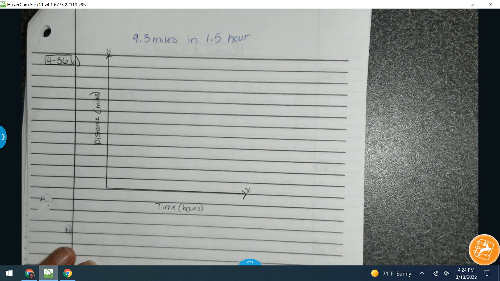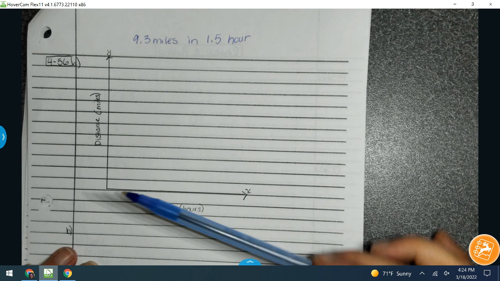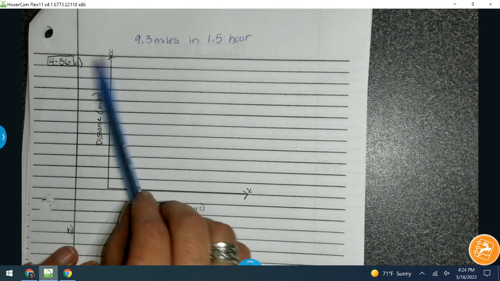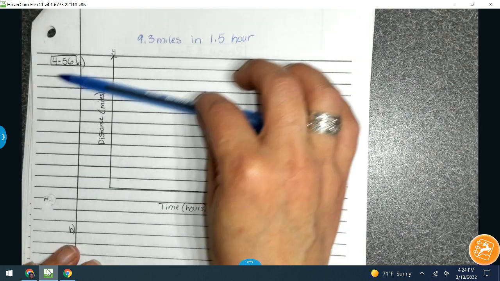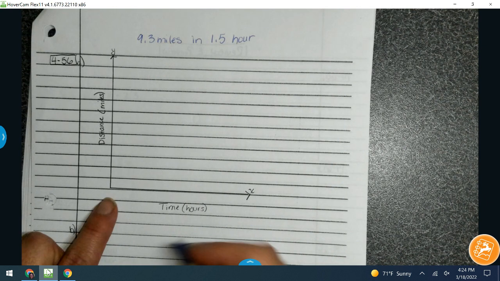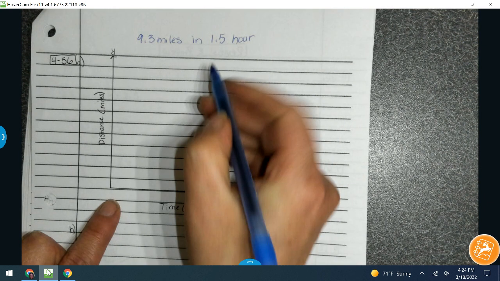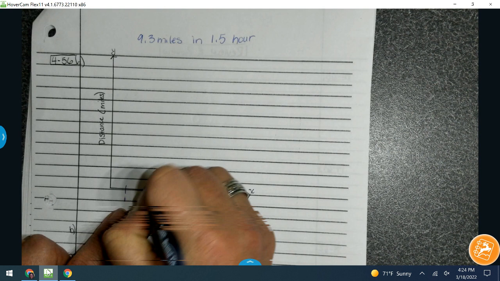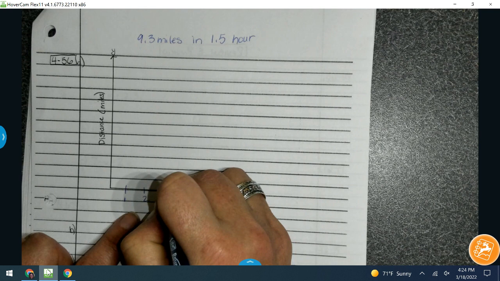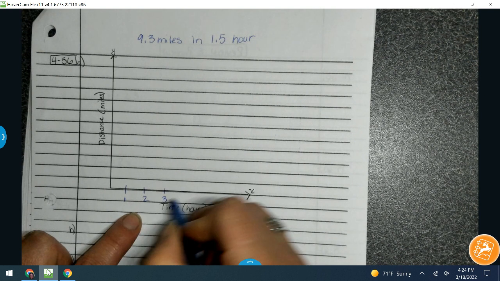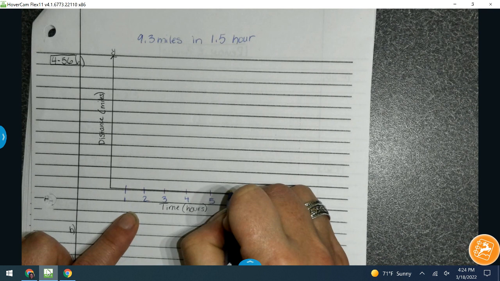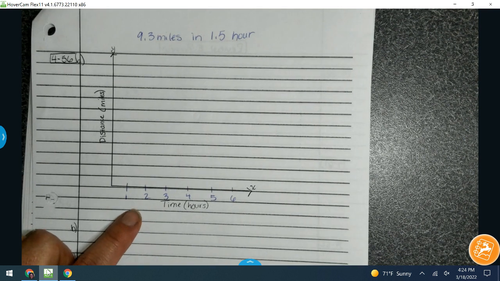Good gravy. So first of all, we're going to put some intervals on both our X and Y axes so that we can make sure that we can see everything. We want that information to be that way. So for my time in hours, this is only 1.5, so I'm okay with going by ones here. So I have 1 hour, 2 hours, 3 hours, 4, 5, and 6. Hopefully that poor girl isn't running for more than 6 hours.